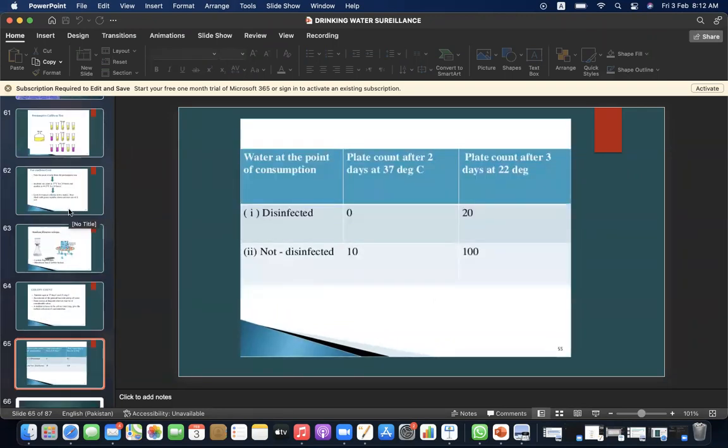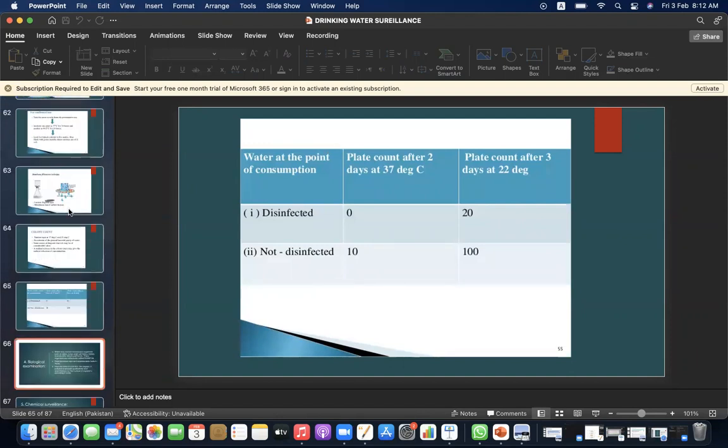Water at the point of consumption, disinfected and non-disinfected. Plate count after 2 days at 37 degrees centigrade is 0 for disinfected, and for non-disinfected it's 10. Plate count after 3 days at 22 degrees centigrade is 20 for disinfected, and for non-disinfected it is 100.